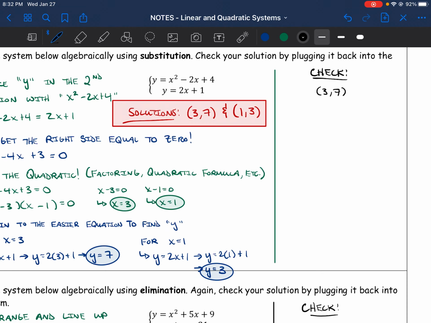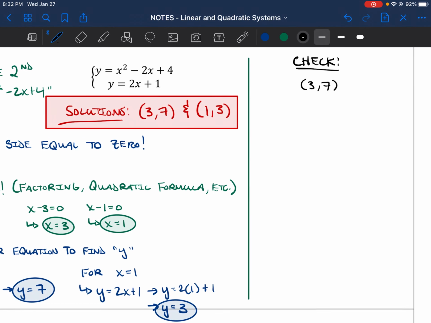So what we're going to do is plug in 3 for x and 7 for y into the system. So looking at the top equation here, y equals x squared minus 2x plus 4. Let's plug in 7 for the y.